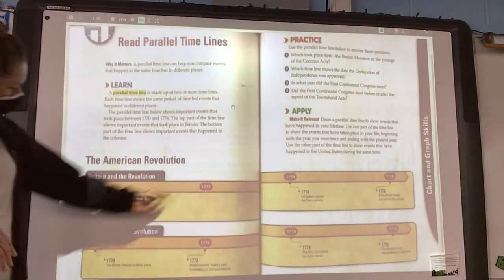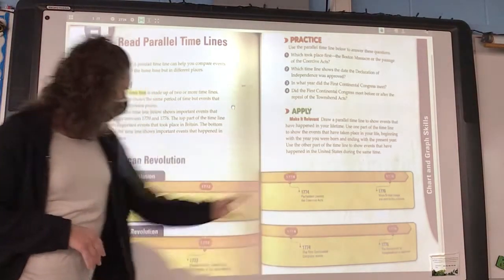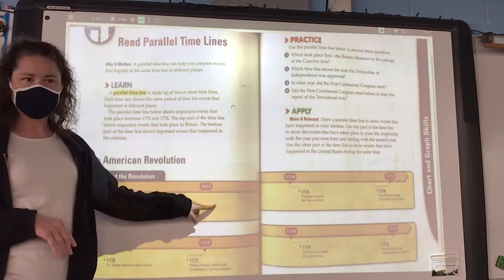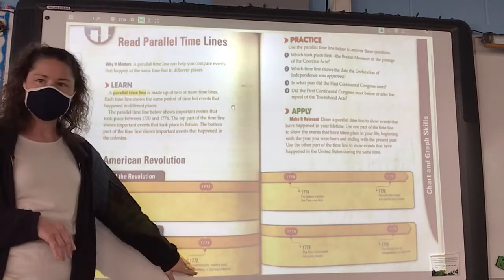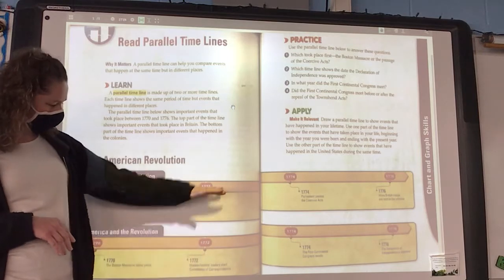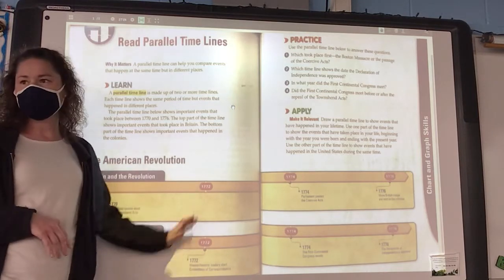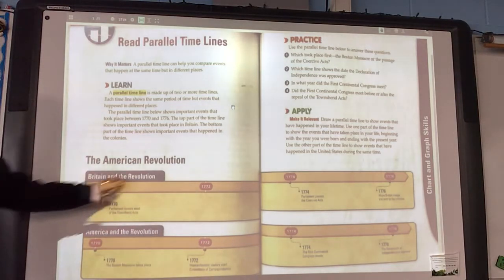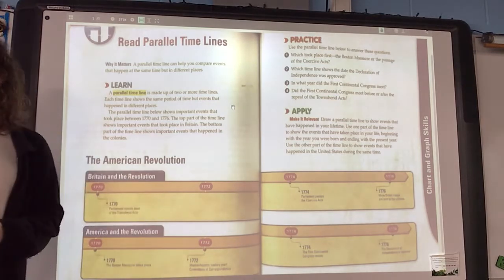They're showing you the same years, okay? And notice here, there's nothing there, right? But down here there is. But in order for it to be parallel or similar, it has to show that year. And nothing significant happened as far as Britain was concerned in 1772.